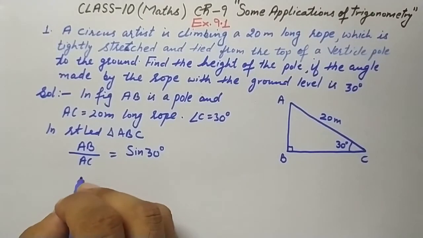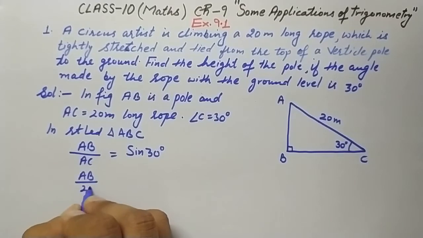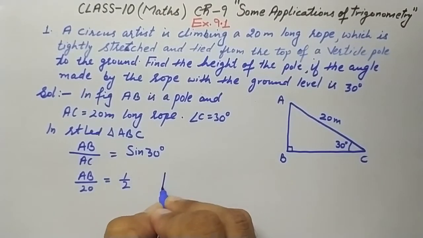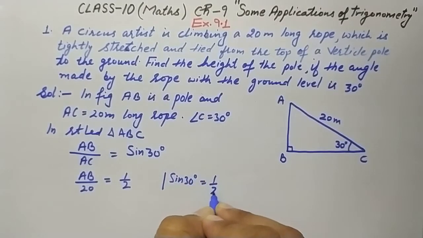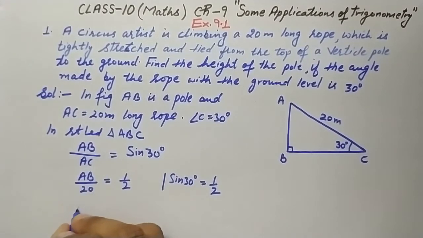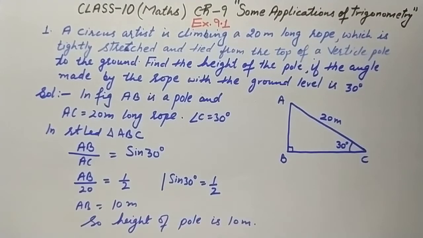Answer will come same. So it is AB over AC is sine 30 degree, AC is 20, and you know sine 30 degree is 1 by 2. So you can write here using sine 30 degree as 1 by 2. This we know how to do, and we can prepare a table also for this. So now AB is equal to 20 over 2, that is 10 meter. So you can write, hence the height of this pole is 10 meter.